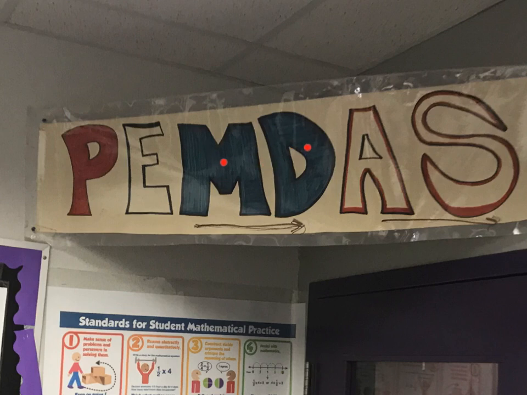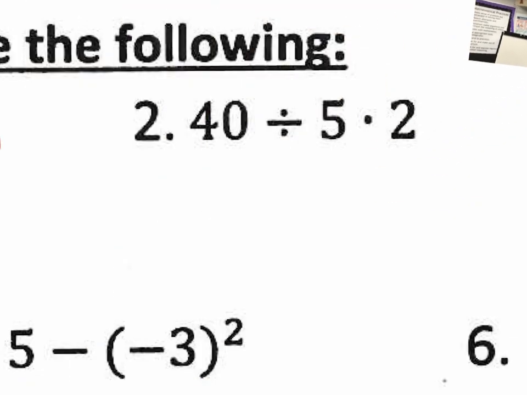Why are they both the same color? It's not that it doesn't matter which way, but they're worth the same, right? Multiplication and division are just inverses, so they are both equally important. Whenever you're faced with both, you go from left to right, kind of like reading a sentence, all right? So that's the thing to remember, that you must go from left to right.